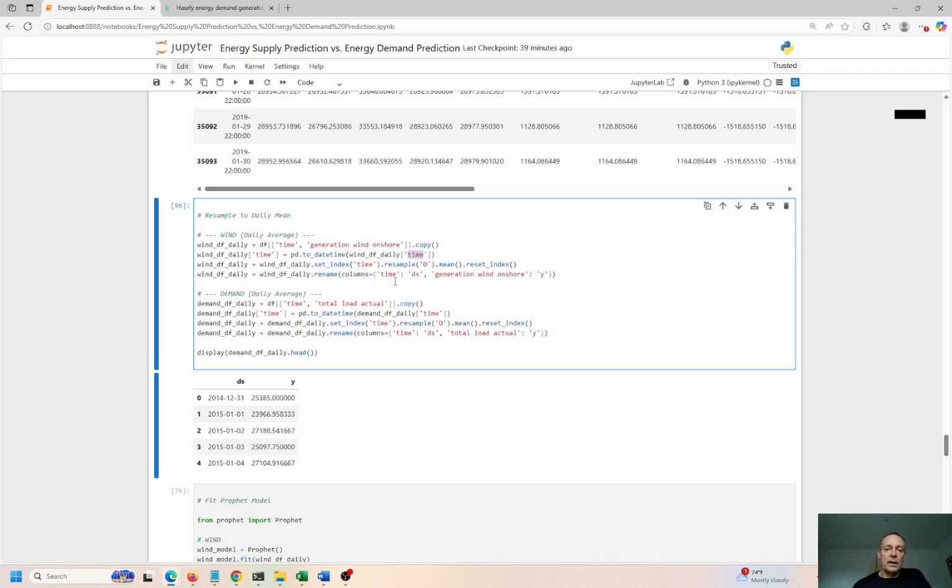So we got the time. We're going to reset that to DS. When you feed this into Prophet, it has to have a column called DS and a column called Y. You can't feed in generation wind onshore. It has no idea what that is, right?